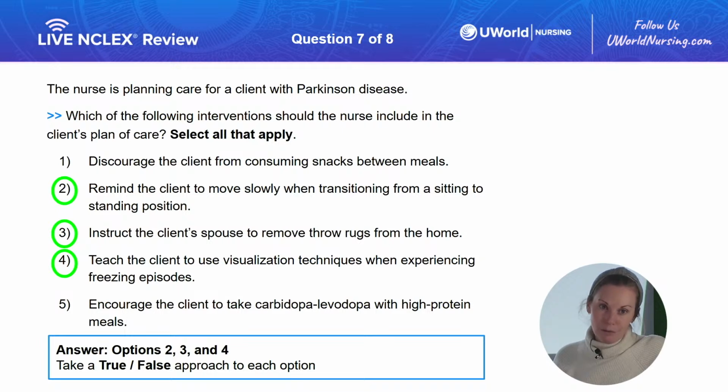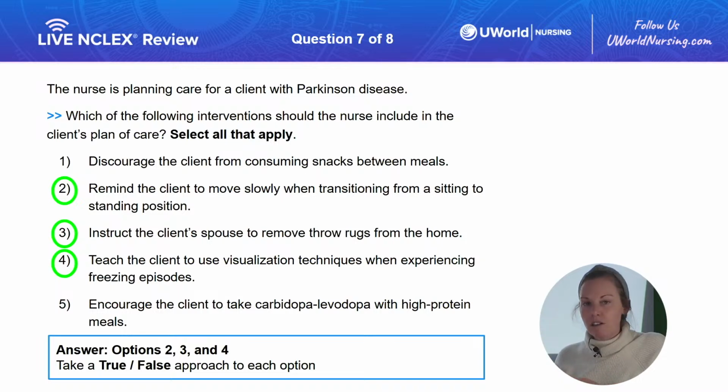That's like fall risk 101: no throw rugs. One of the hallmark manifestations of Parkinson's is that shuffling gait. And so if our feet are shuffling and we come up on a rug, that can get tangled in our feet and cause a fall. So we want to prevent that.